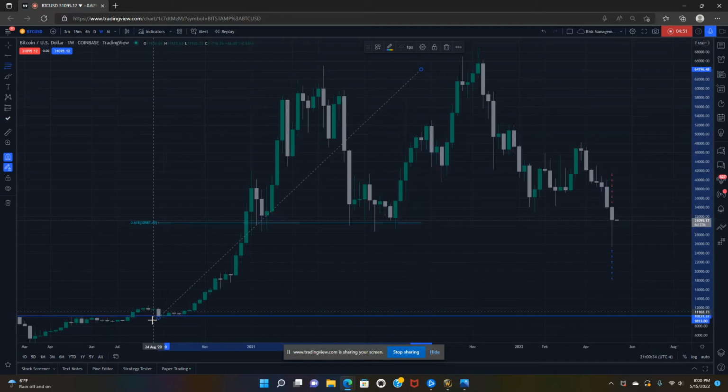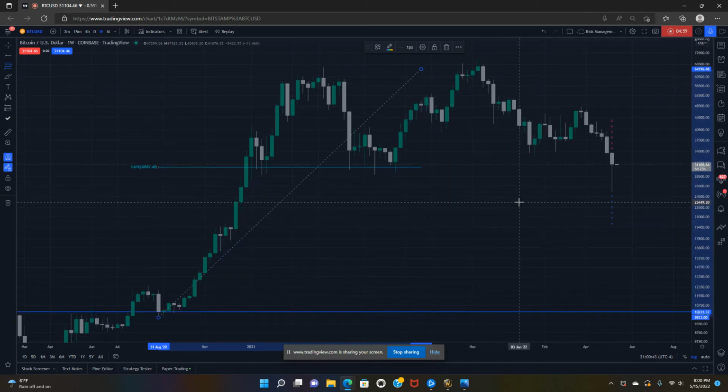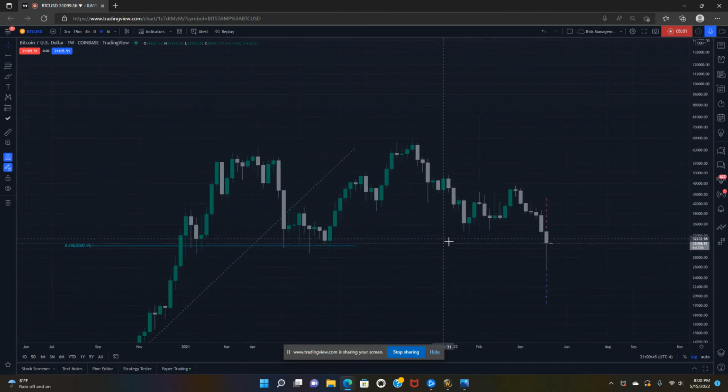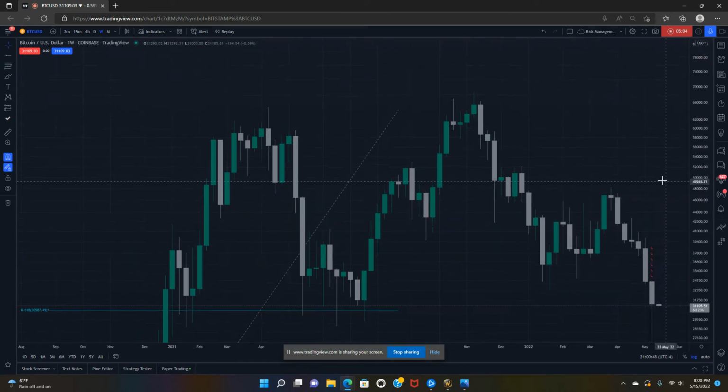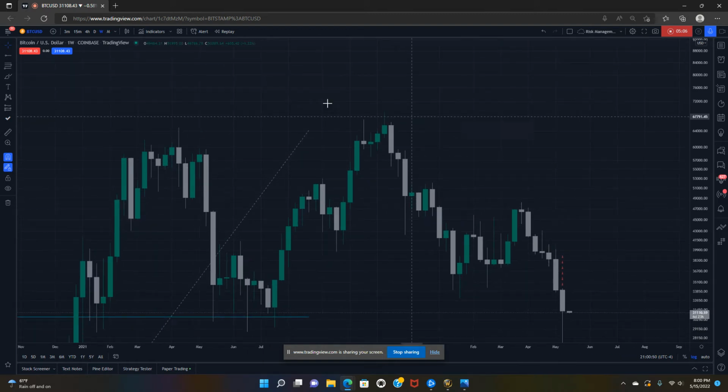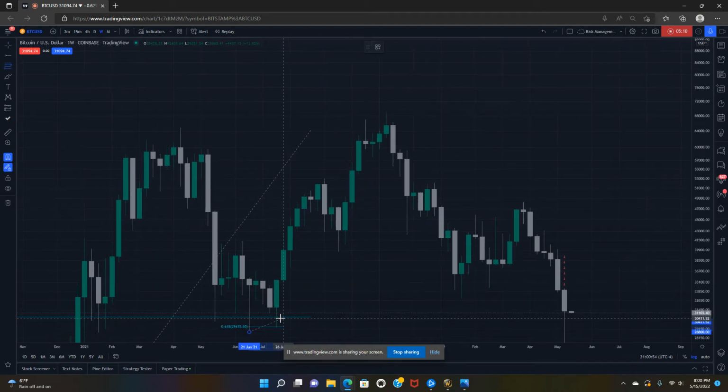But again, we can go down to a normal chart and see that distinction right here. But go back to the log chart. You can see as well here, price comes down.